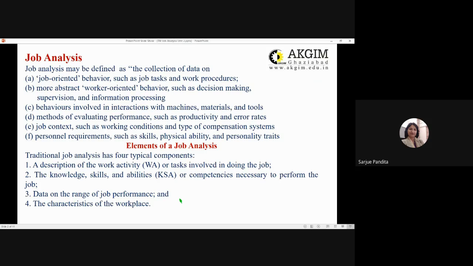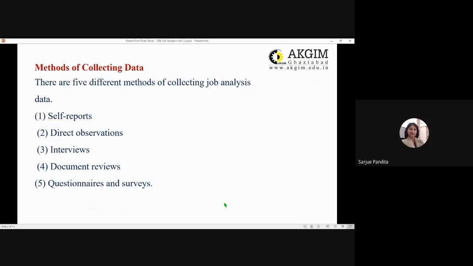Then, data on the range of performance and the characteristics of the workplace. So, data on the range of job performance, what exactly is expected out of that task in terms of output from the employee, has to be taken care of, and also the characteristics of the workplace, because ultimately, the employee is performing with the help of the resources made available in the workplace. What are the physical settings of the workplace where he is able to perform his job? It comprises an important element of the job analysis.